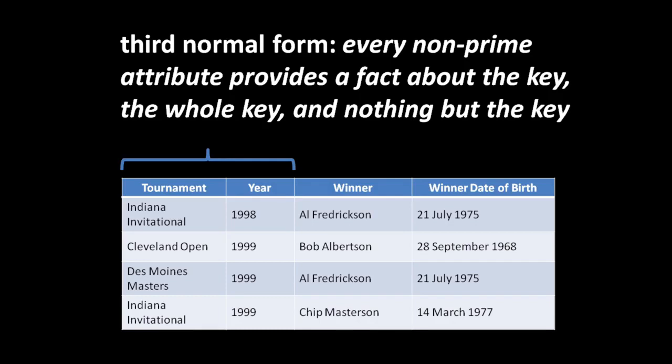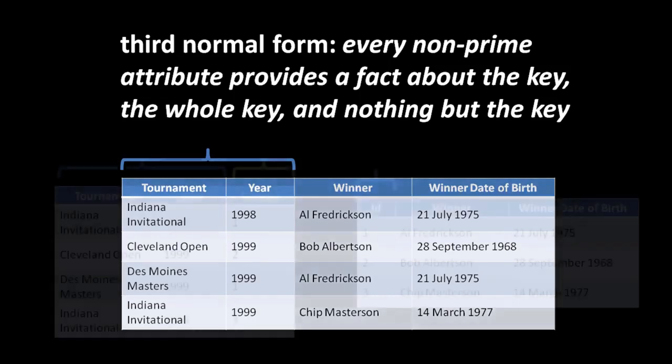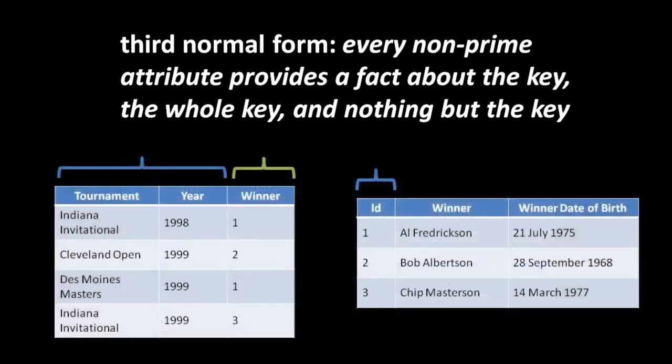So the dependency here between winner date of birth and tournament and year, it's not a direct dependency. It's a transitive dependency where winner date of birth is really dependent upon winner, and winner is what's dependent upon tournament and year. So the solution here, as basically always, is to take this table and to split it into more than one. More sensibly, we'd have a table for tournaments and a table for winners. And the winner table has an ID primary key, and the tournament table simply has a foreign key referencing the primary key of the winner table.